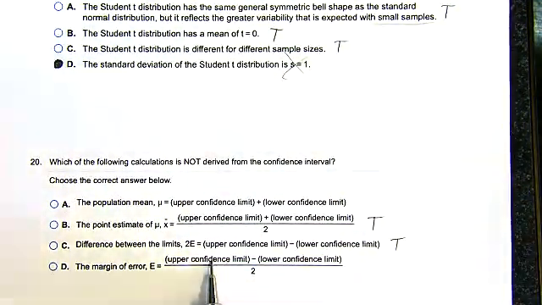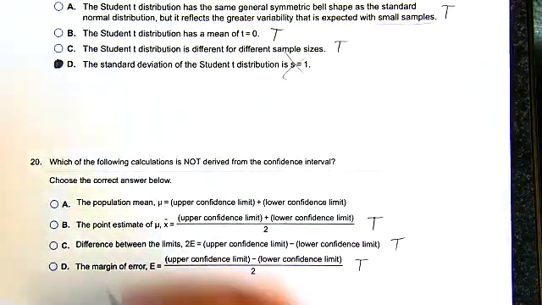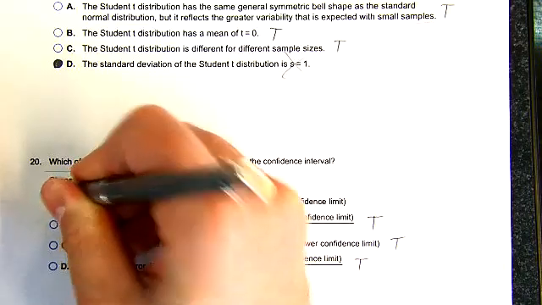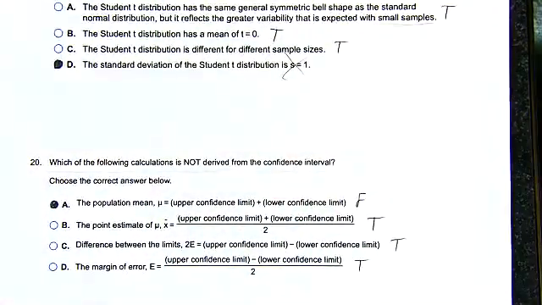If you take your upper confidence limit minus your lower, divide by 2, that will tell you what your margin of error was. The only one that doesn't work is A. Adding those two limits does not tell you mu. That's false. And now we'll complete section 7.2.